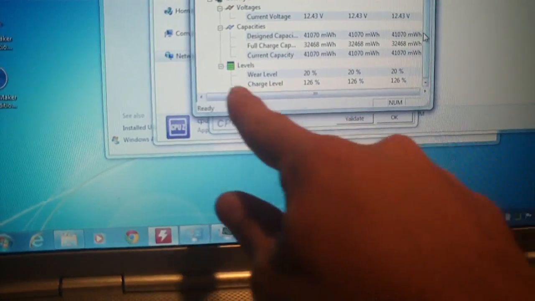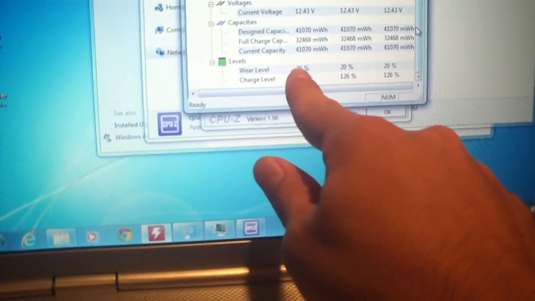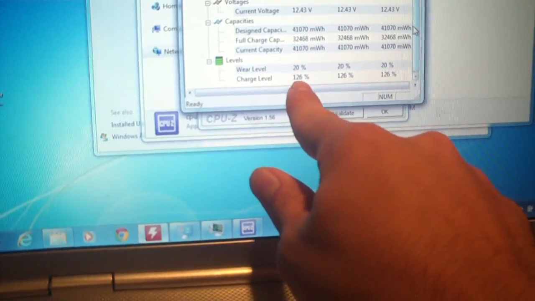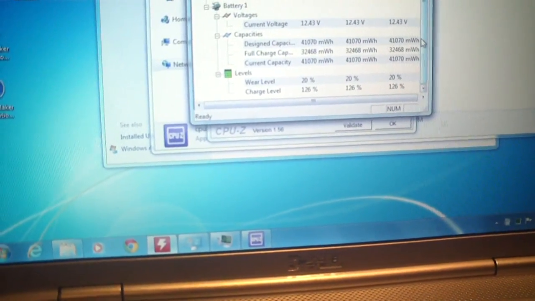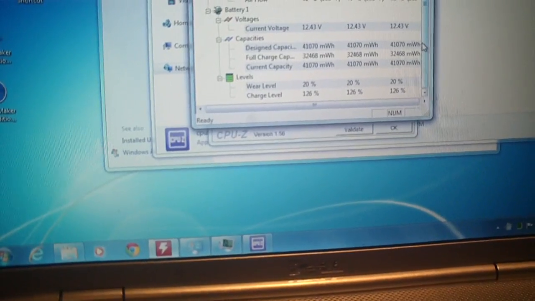Like, for instance, let's look at the levels. It tells you the wear level is 20%, and the charge level is 126%. Now, how much sense does that make? I mean, the highest you can have is 100%. I mean, really.